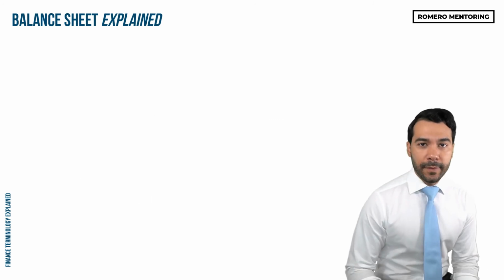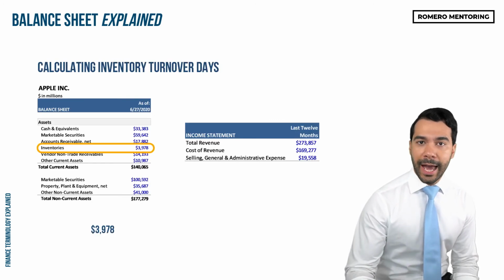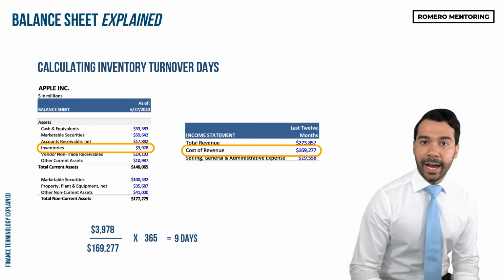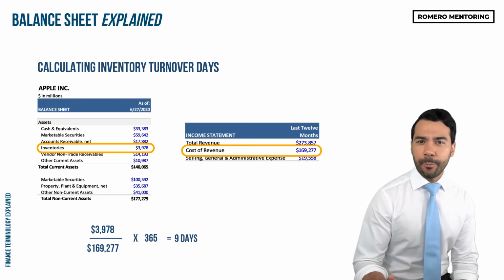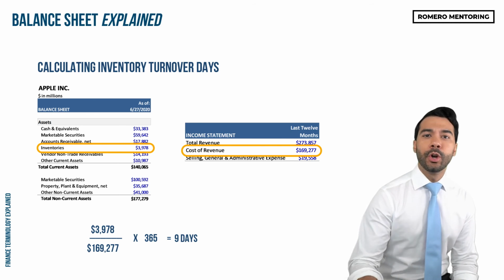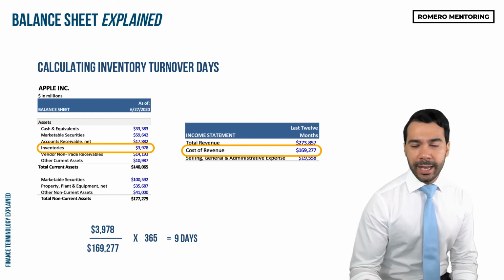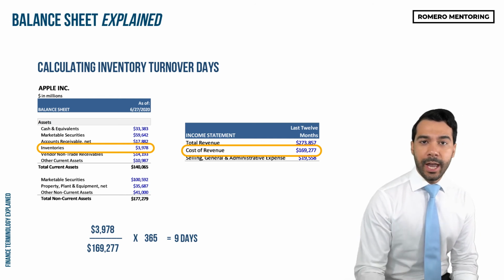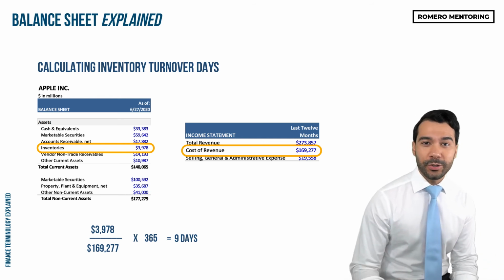If we look at inventory and take the inventory balance divided by our cost of sales times 365, we'll arrive at 9, which basically says that it takes Apple approximately 9 days to turn over their inventory, products that might be sitting on the shelf for them to sell, and it's pretty much a really good turnover ratio.